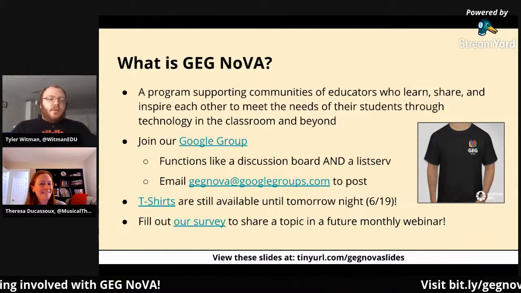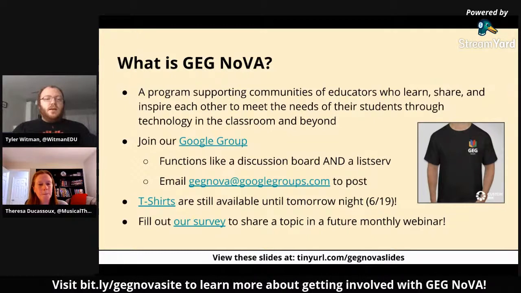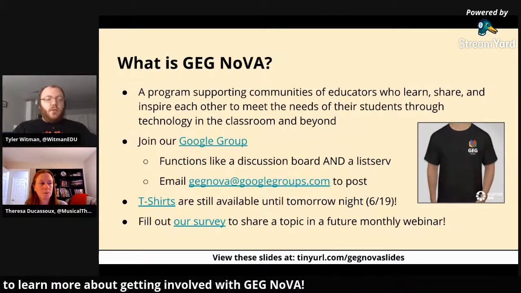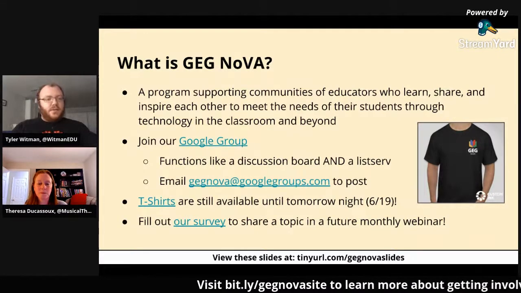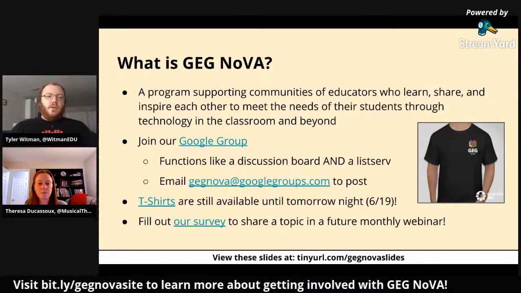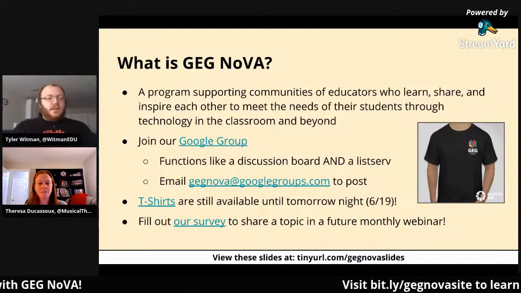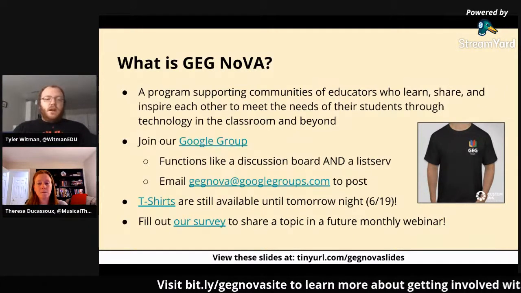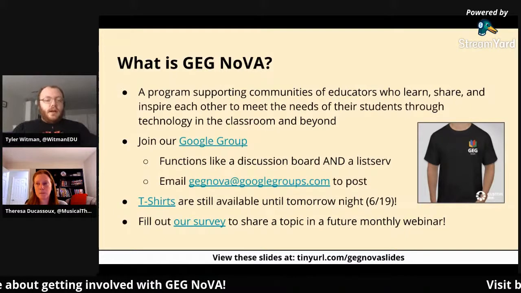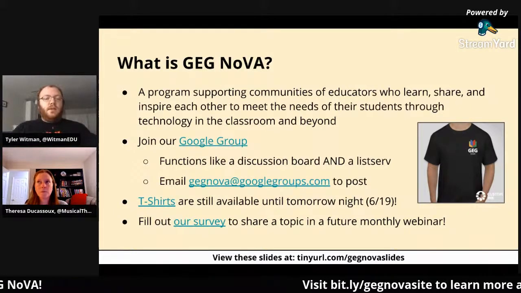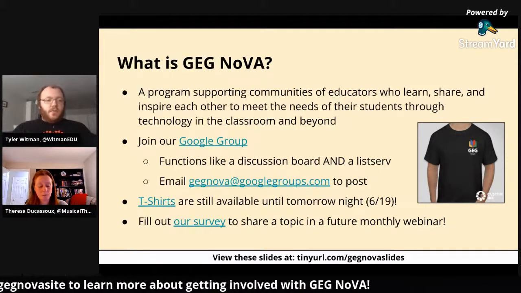All right, so Theresa talked a lot about the fact that we're trying to build a community with this group. With that in mind, in the slides is a link to join our Google group where it essentially functions as both a discussion board and kind of like a listserv. So if you're on the web and you're on the Google group, you can post to it and read it as a discussion board. You can also decide to receive email updates from that discussion board, and it'll function as a listserv. If you're looking to ask a question or to share some resources, you can email it directly to gegnova@googlegroups.com. And it'll send it to everyone in the group from there.